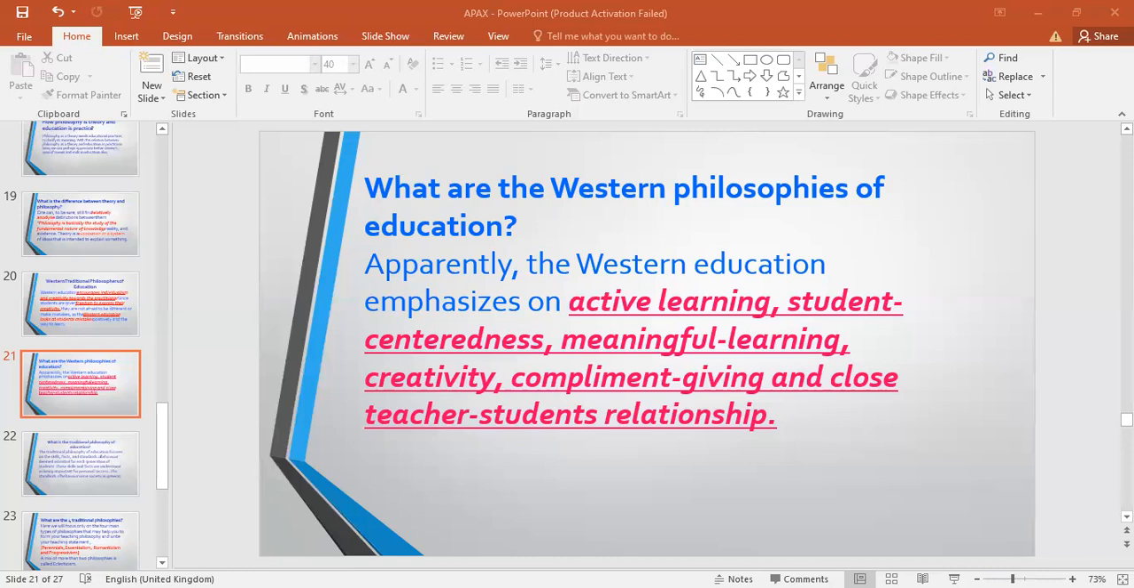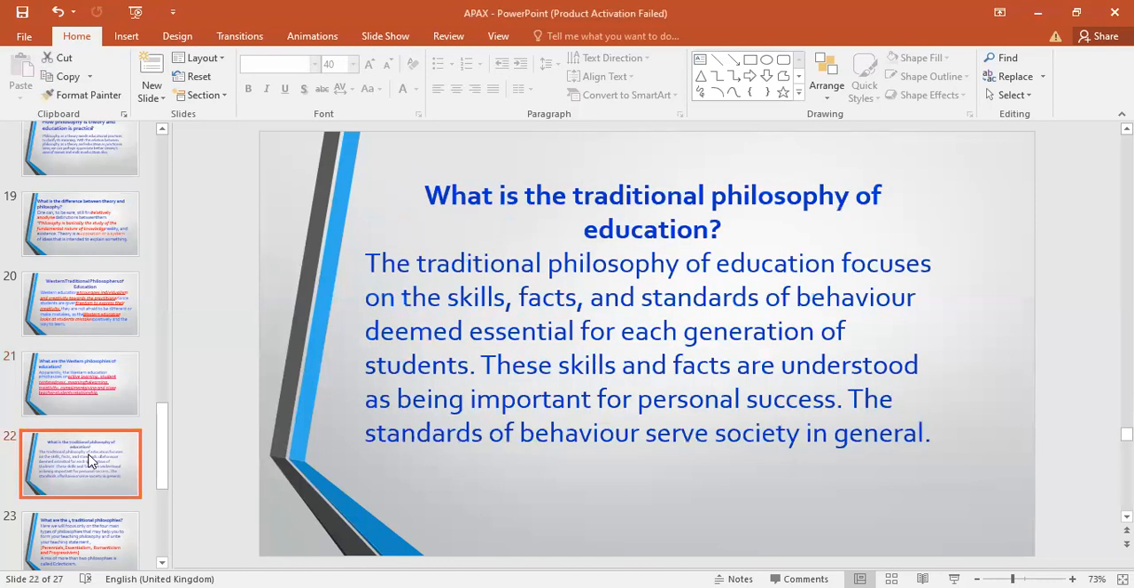Western philosophy cultivates the students' creativity so that they can express their creativity freely in the learning process. And Western education always focuses on creative learning, student-centeredness, meaningful learning, creativity, compliments given, and close relationship between teachers and the students. Ma'am, I wrote only that.